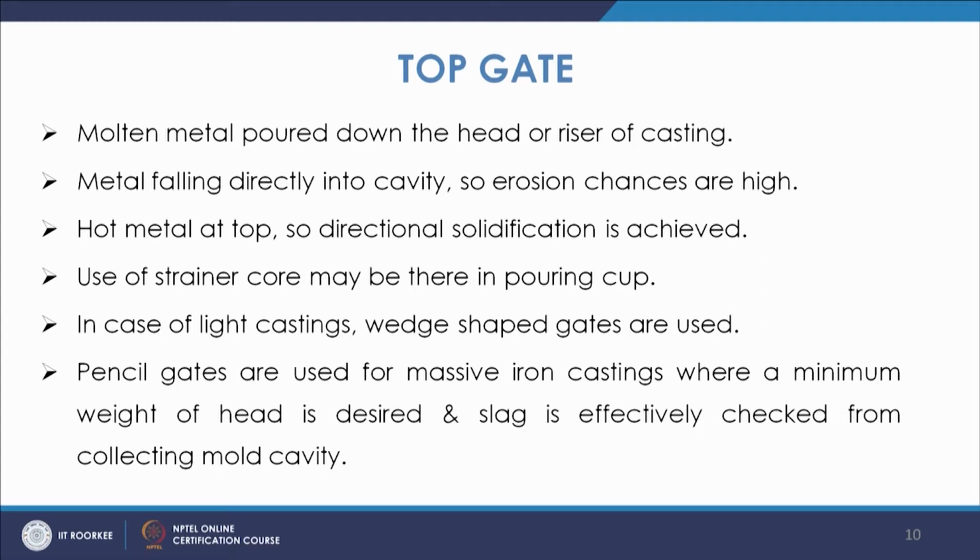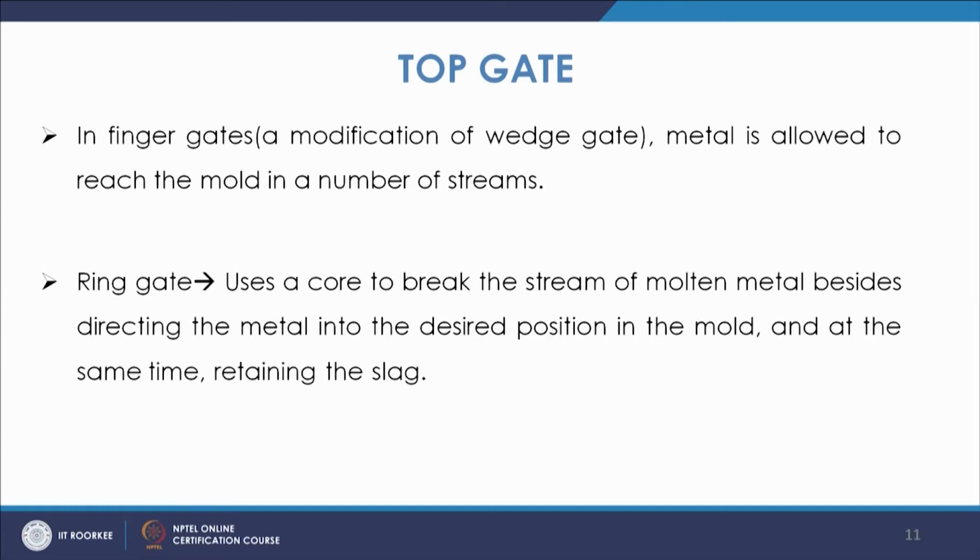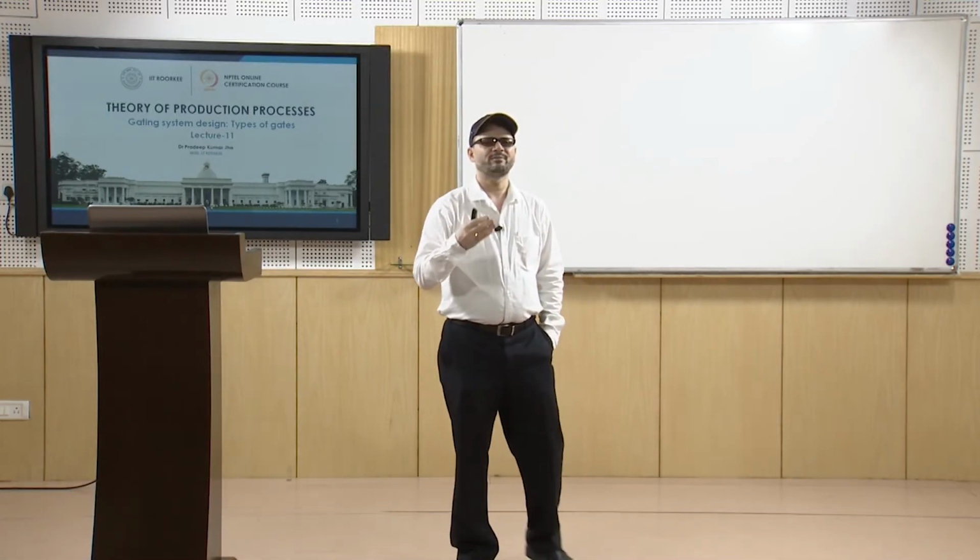In the case of light castings, we use wedge shaped gates. We will see the different shapes of gates. Then we also use pencil gates, which are used for massive iron castings, where the minimum weight or head is desired and slag is effectively checked from collecting in the mold cavity. So, we can see the picture for the different types of gates of the top gate variety.